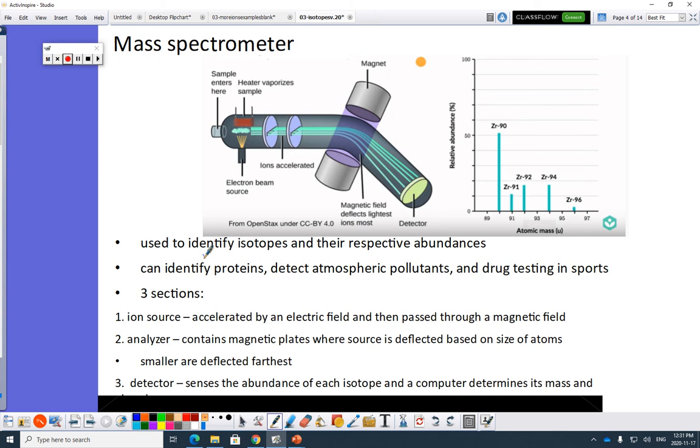So you have to have a source. The source is deflected based on size, and then the computer determines its mass. You wouldn't do this by hand, okay? I just wanted to show you.